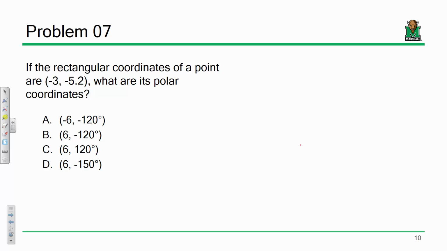Now, here's the thing. I know you can eliminate one choice right now, and you could probably eliminate 2 if you thought about it. What choice can you eliminate without doing any math? No, there's one that's different. A. Why can you eliminate A?